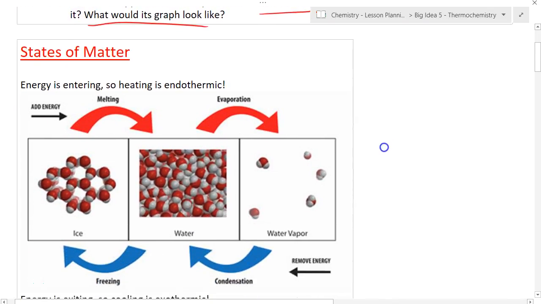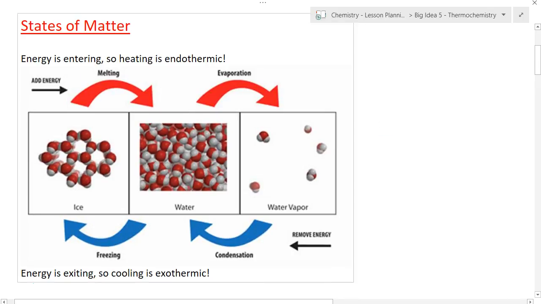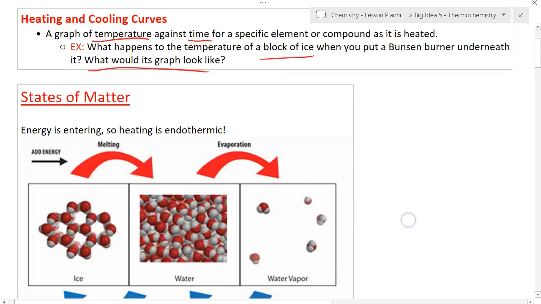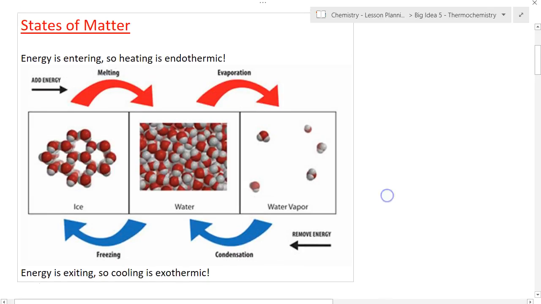One thing we have to take into account during heating and cooling curves are the states of matter. So if we are going to be putting a block of ice under a Bunsen burner, we have to decide what the states of matter involved in this are. So we've got ice, we've got water, and we've got water vapor. If we are adding energy to it, it's going to go from ice melting to water, and that's going to evaporate into water vapor. If we're adding energy to the system, it's called endothermic, because energy is going into it. Endo is into, it's entering.